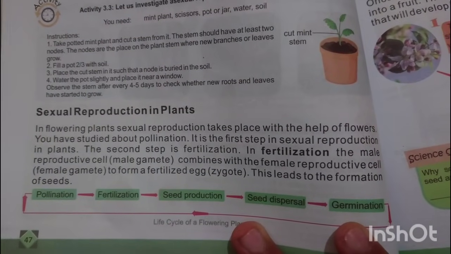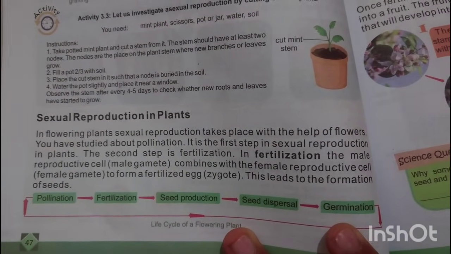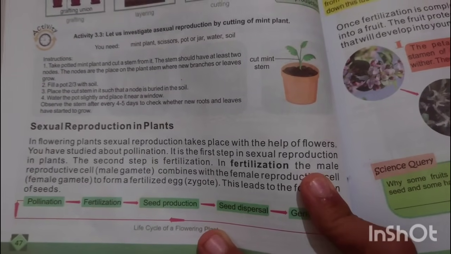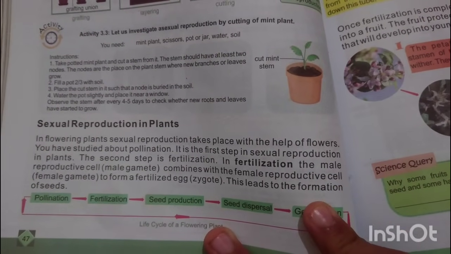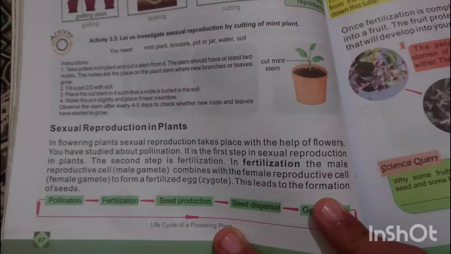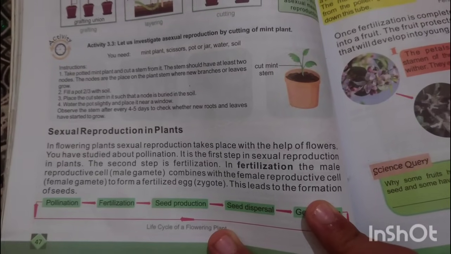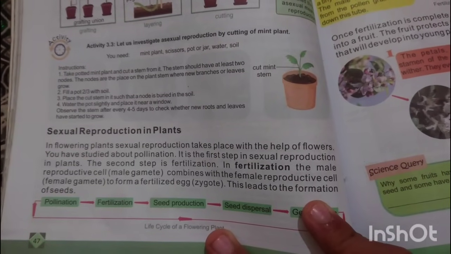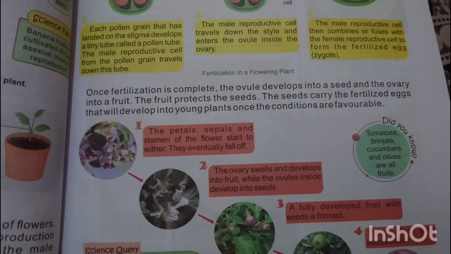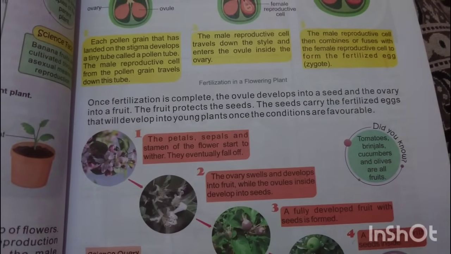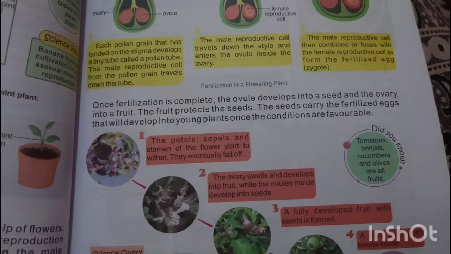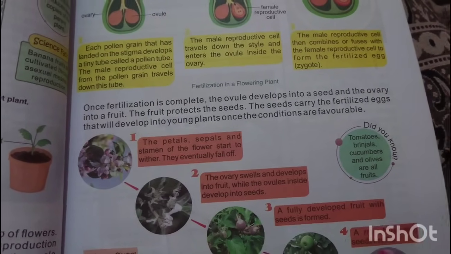What is sexual reproduction in plants? In flowering plants, sexual reproduction takes place with the help of flowers. We have studied pollination, the first step in sexual reproduction in plants. The second step is fertilization. In fertilization, the male reproductive cell combines with the female reproductive cell to form a fertilized egg. This leads to the formation of seeds. Once fertilization is complete, the ovule develops into seeds, and the ovary into fruit. The fruit protects seeds. Seeds carry the fertilized eggs. They will develop into young plants once the conditions are favorable.